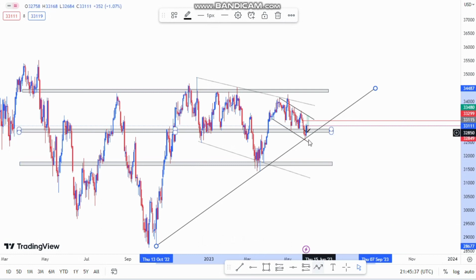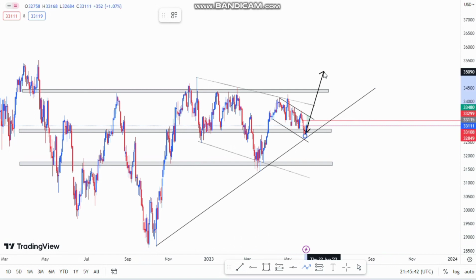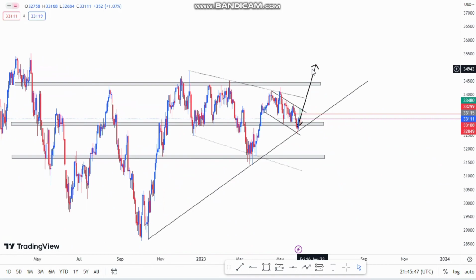to the upper side, maybe up until this area here. I don't know. So we'll just keep on waiting, guys. So yeah, that'll be all for US30.